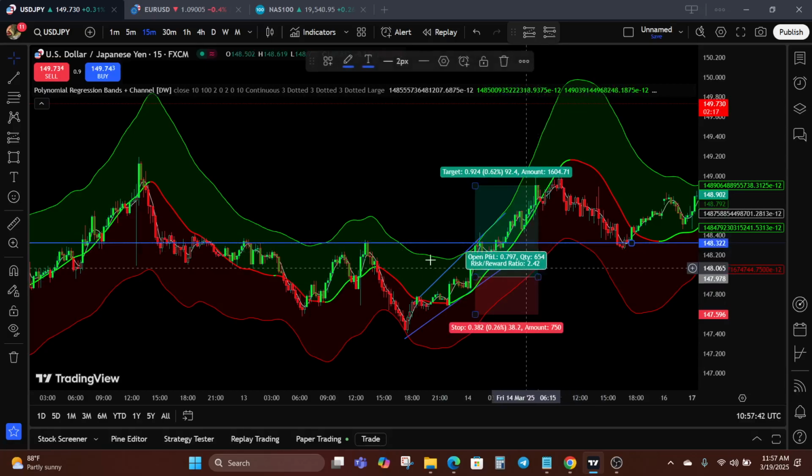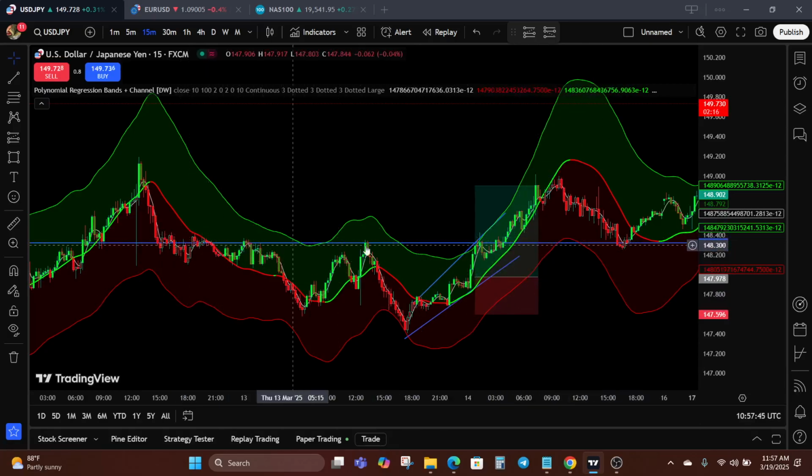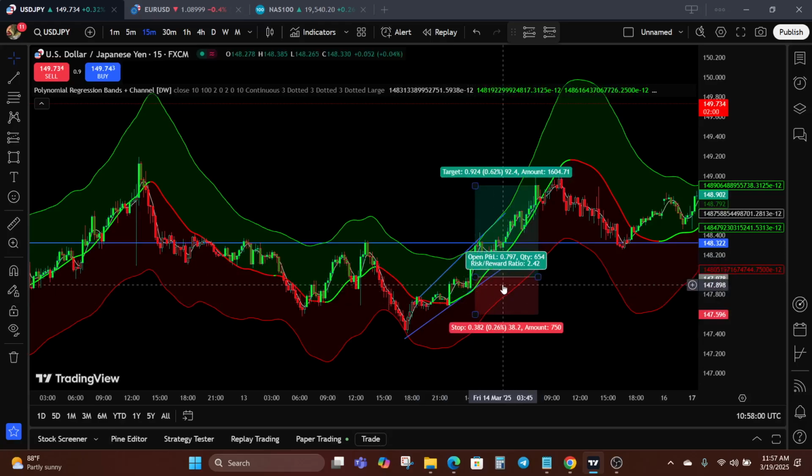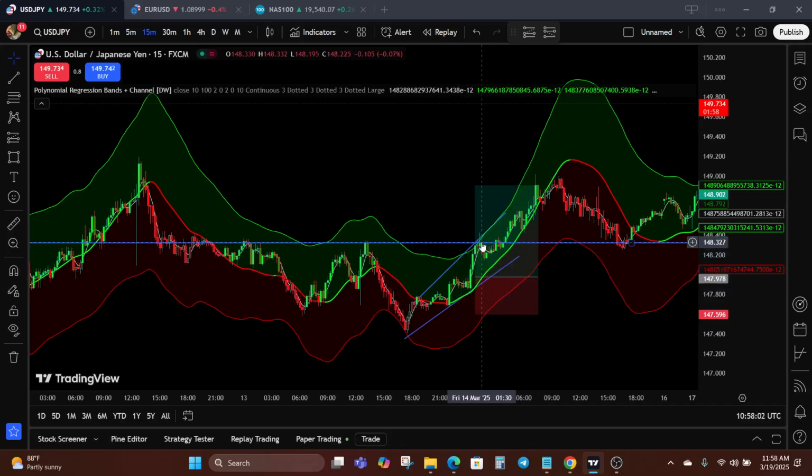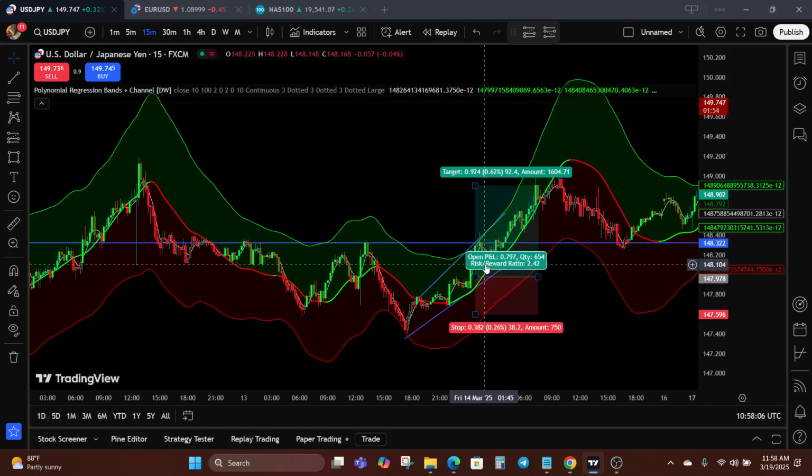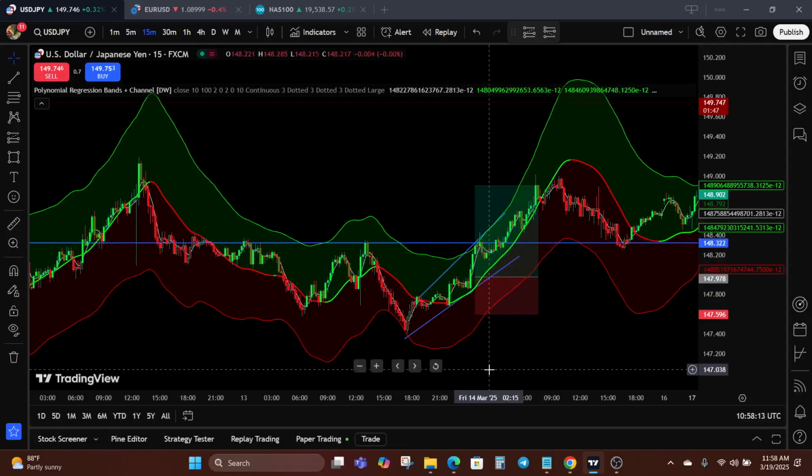So now we can see that we had a resistance around here. Can you see there were multiple rejections around here? And then you will notice that the polynomial regression bands were moving sideways. So how can this indicator help you to spot a breakout? One, you will see that the polynomial regression bands will start maintaining an upward slope if it's a bullish breakout. If it's a bearish breakout, it's going to be a downward slope.